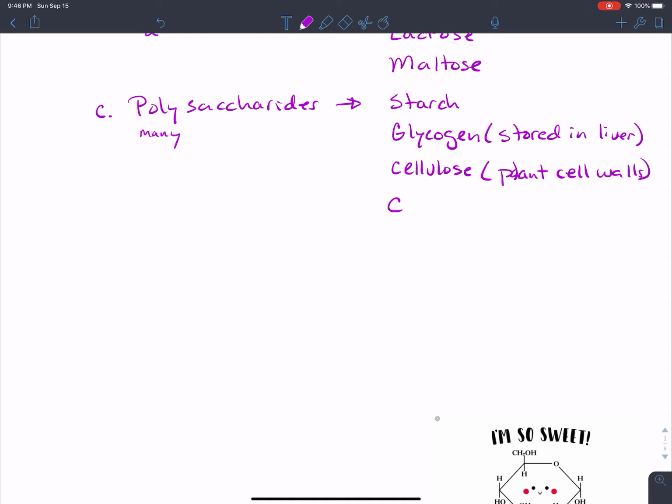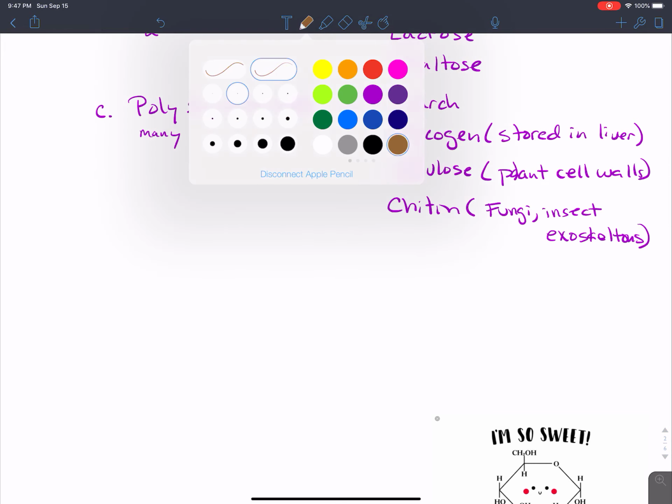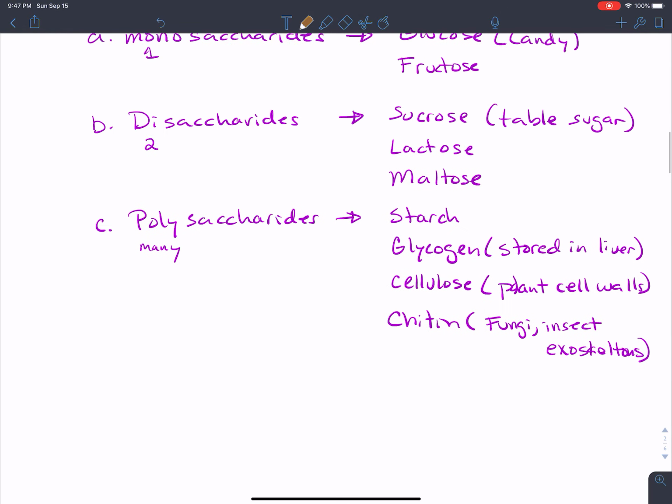And then the last one is chitin, which is found in the cell walls of most fungi, like mushrooms. It's also found in some insect exoskeletons. Not all, but in some insect exoskeletons. So I guess if you step on a grasshopper or a beetle, that crunching sound you hear is the sound of chitin being broken. Okay, let's move on to the next part of this.